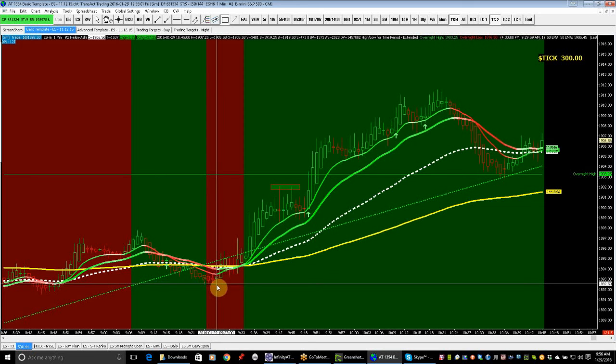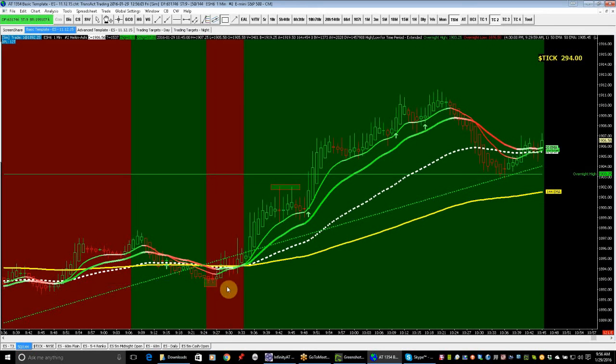Here's the bottom of that move right down here. So when I saw this pullback right here, I went ahead and pulled a fib. Basically, I'm using the price retracement tool, but you could use the expansion tool if you wanted to. And I've got this set up for levels of 25, 50, 75, and 100, and minus 25, minus 50, minus 75, and minus 100.